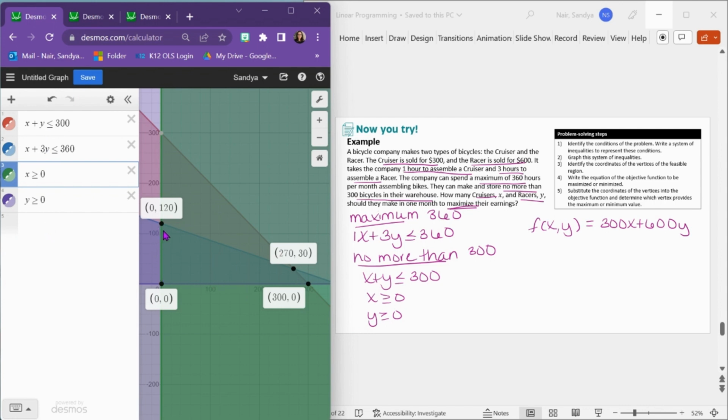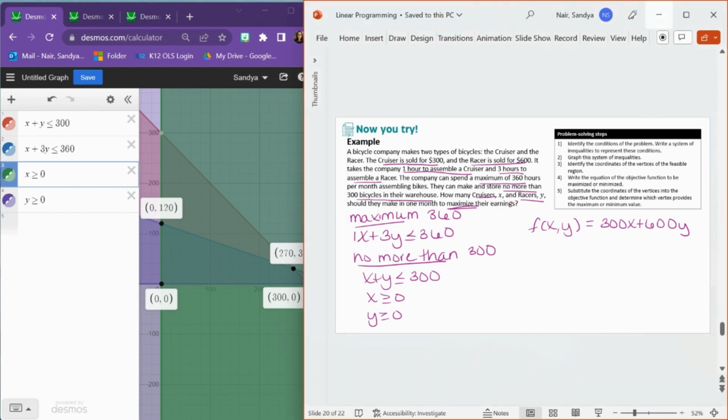So I've graphed all of these inequalities here in Desmos and notice that we have here our region of overlap, our feasible region. And if we click on those vertices, we can find the coordinates. Now we need to write our objective function. Well, in this case, they're trying to maximize their earnings, right? So earnings is what our objective function needs to represent.